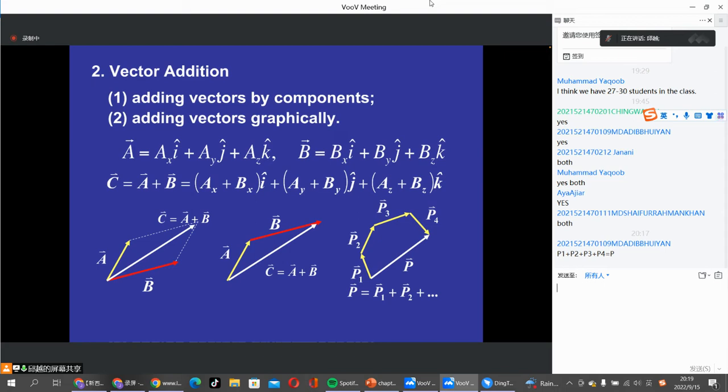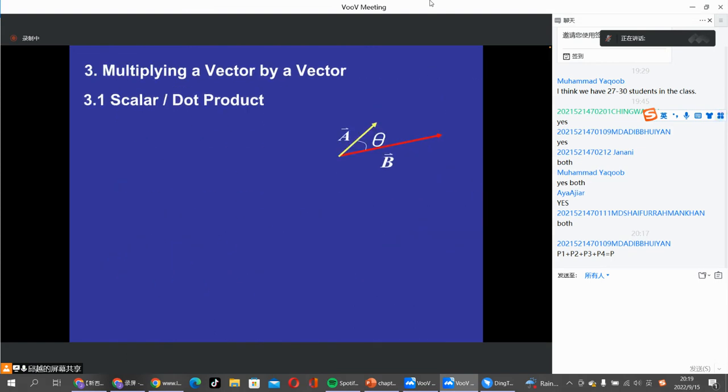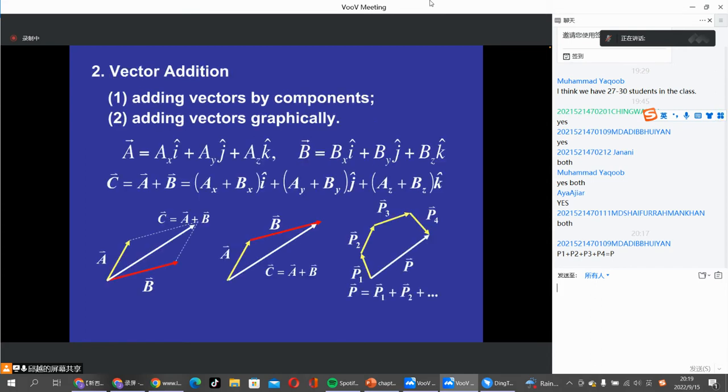I hope you can understand this vector addition graphically. Vector addition is very, very important. If you don't understand vector addition, you will not know anything about college physics in the whole semester. So this is very, very important. You must know it. Everyone should know it.